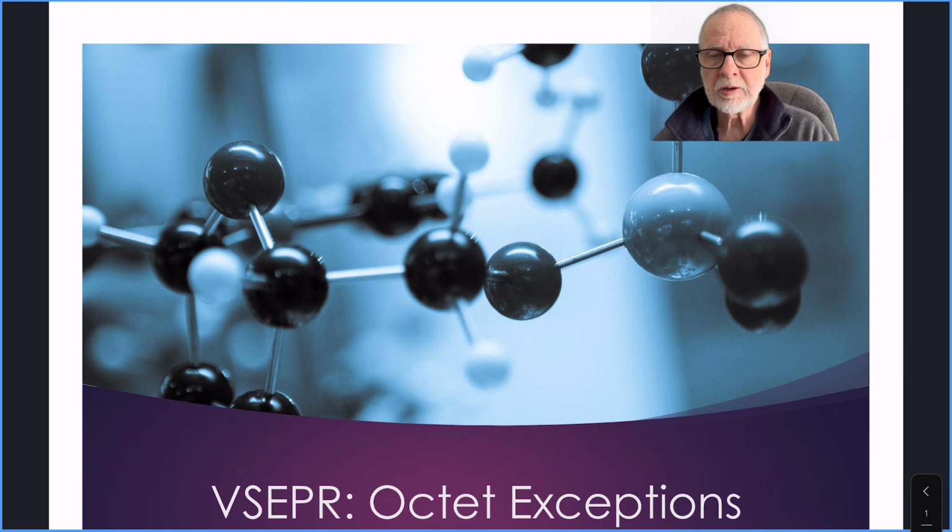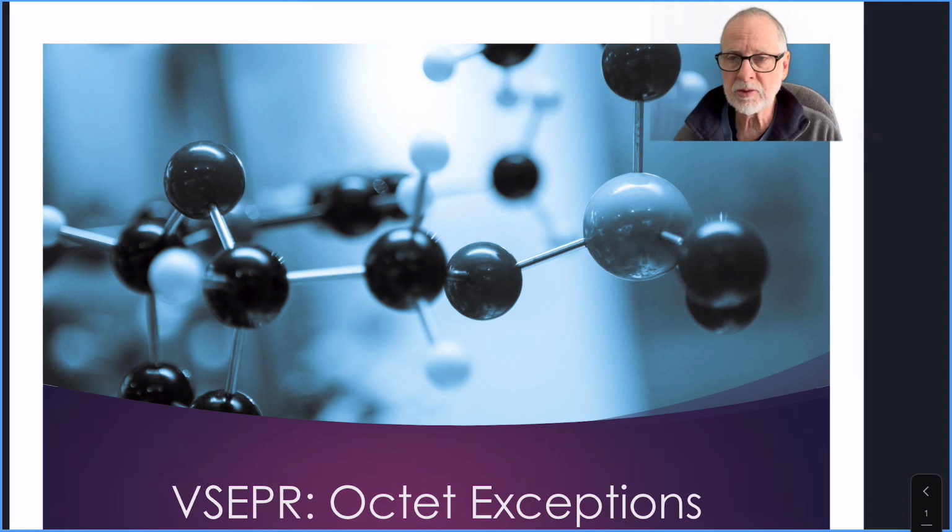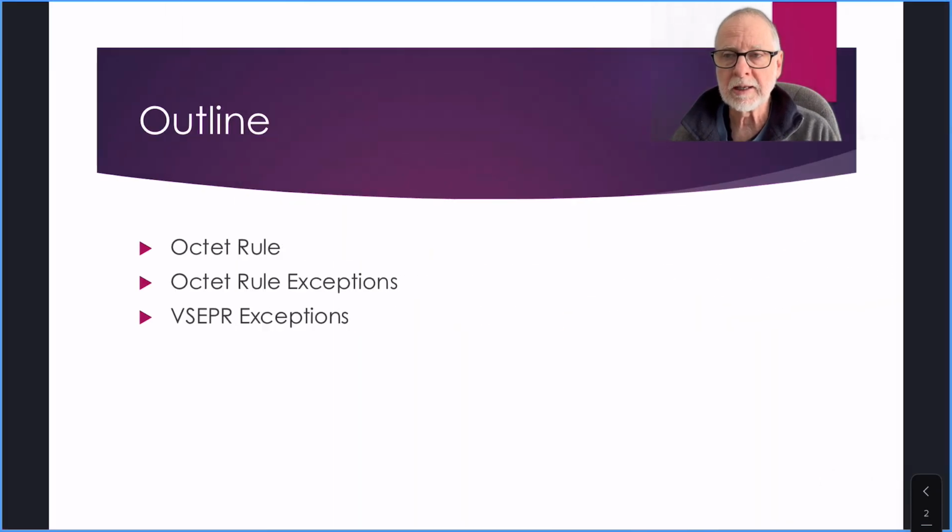Hey folks, in a previous video we looked at Lewis structures and how to construct Lewis structures using the octet rule. In this video we're going to take a look at molecules that actually don't follow the octet rule. And there are many that don't. So how do we draw Lewis structures for those molecules, and what is the geometry of those molecules? That is what we're going to be looking at in this particular video.